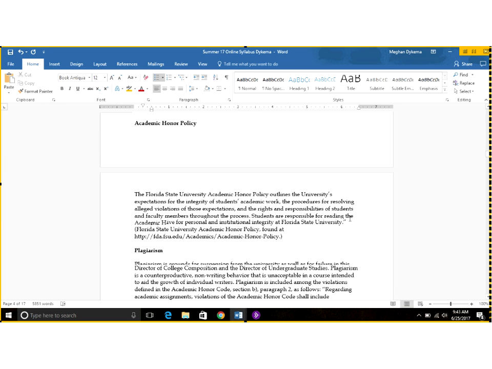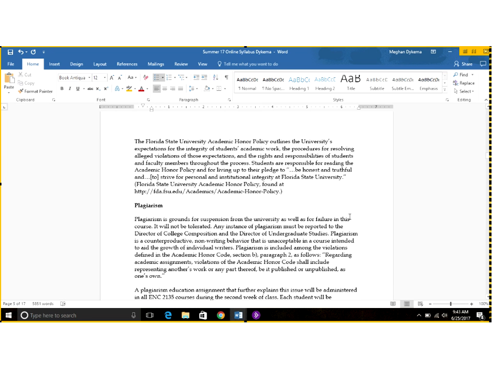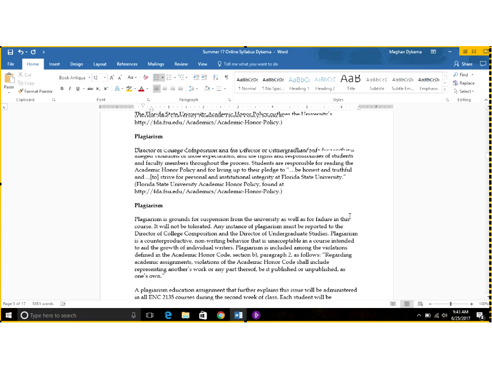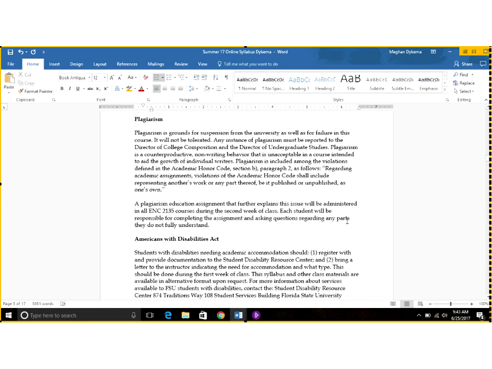The honor policy is standard from the university. Plagiarism is also pretty standard, coming from the academic honor code. We are going to do a plagiarism assignment in week 3, I believe, week 2 or 3, so that you have a clear understanding of what we mean when we talk about plagiarism, and that you're prepared to turn in all of your work free of any fear that you've maybe unintentionally done some plagiarism.